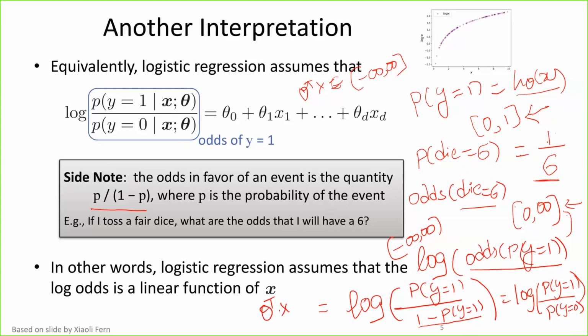So now are they matching? The ranges are matching, right? This is in the range of minus infinity to infinity. And this is also in the range of minus infinity to infinity. So the characteristics are matching now. This is what the assumption is: logistic regression assumes that log odds is a linear function of x. I'm not yet completed, but I just want to check whether you could follow it till this point.